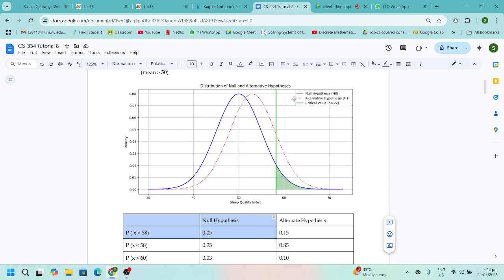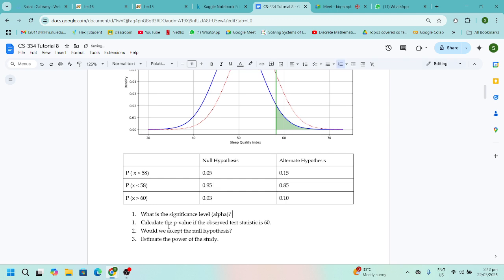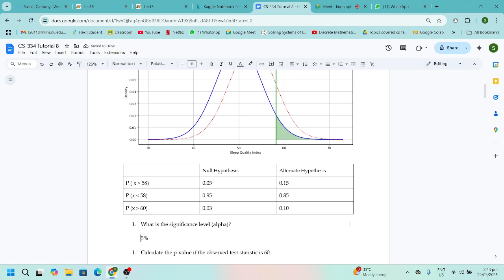Under the null hypothesis curve, which is the blue curve, the probability that x, my test statistic, is greater than 58, is 0.05. That means that my significance level was exactly 5%. And essentially, this other part is 95%, because obviously, on the opposite side of this, my area must be 1 minus whatever I've obtained for this one. Are there any questions at this point? So I'm going to write this down. You are working with a significance level of 5%.